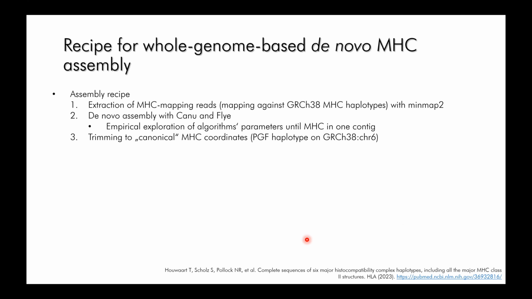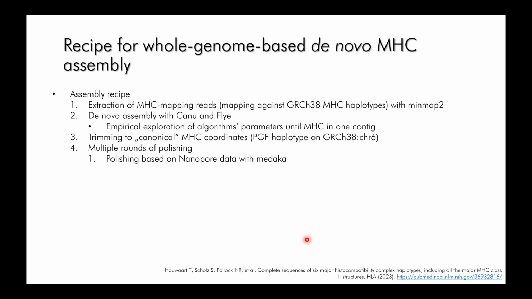And then we trimmed these contigs to the canonical MHC coordinates as defined by the PGF haplotype, and carried out multiple rounds of a process that is called polishing. And polishing basically means that you start with an existing draft contig and try to improve the base pair accuracy of that contig over multiple iterations. And so what did we do?